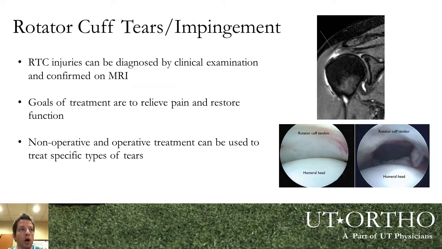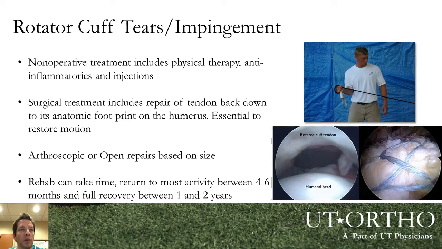And so the patient's surgical treatment involves repairing that tendon back down to the anatomic footprint of the humerus, and that's essential to restore motion in some patients. There are patients that do very well with non-operative management. It all depends on the tear type, and it's important to talk to your physician about that. Rehab can take time. Most activities back between 4 to 6 months, and full recovery between 1 to 2 years.